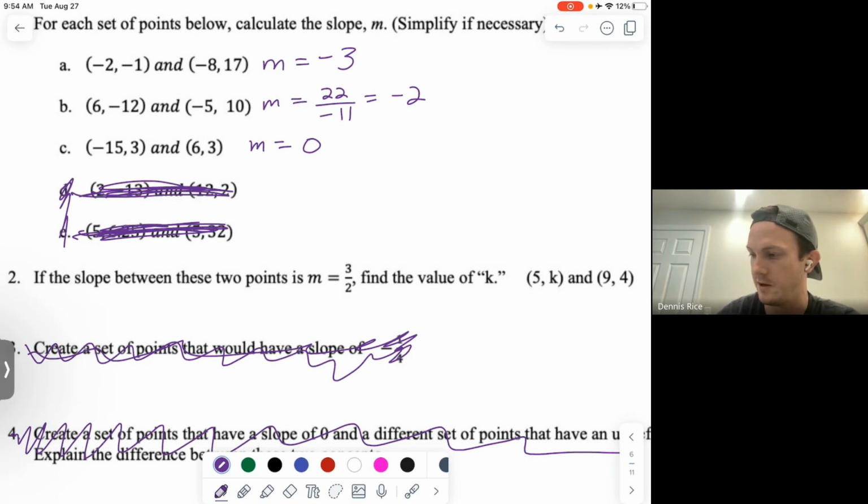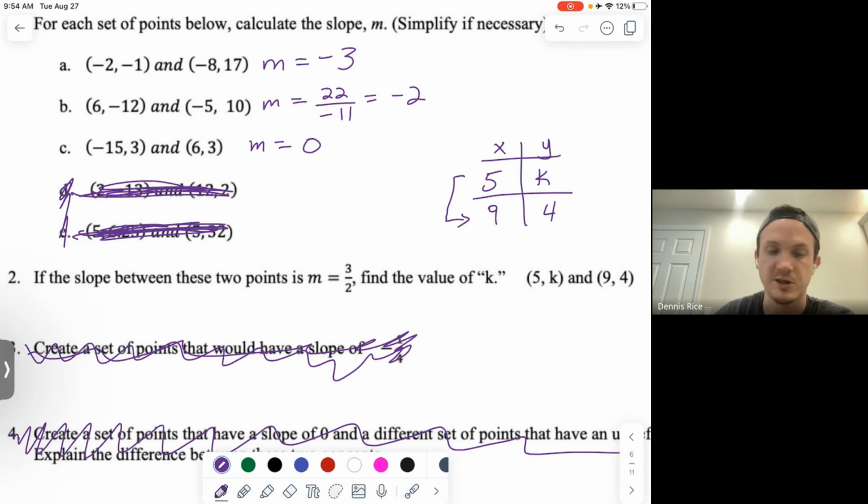So a few things you could do here. Let's think about making a table. First of all, k is, don't get too confused, just representing some unknown. It's the same as if we just kept it as y. So let's put in our 2 values. We have 5,k and 9,4. We could see that we don't know what the change in y is, something to 4. I can't calculate that. But I could see the change in x is +4.